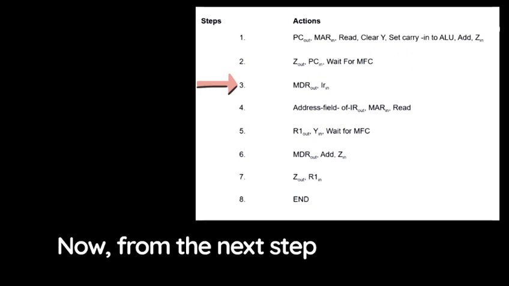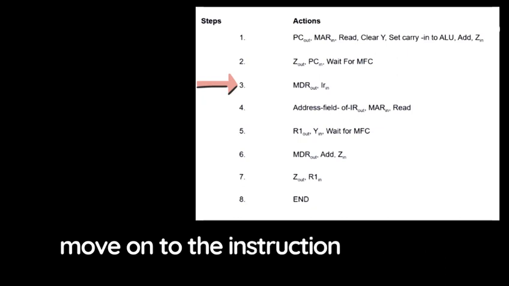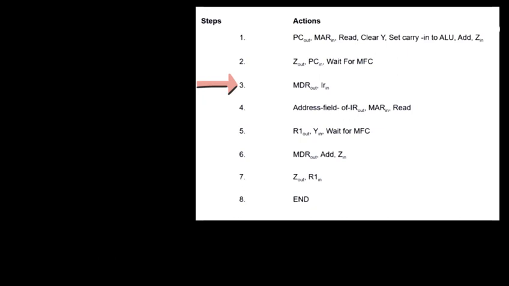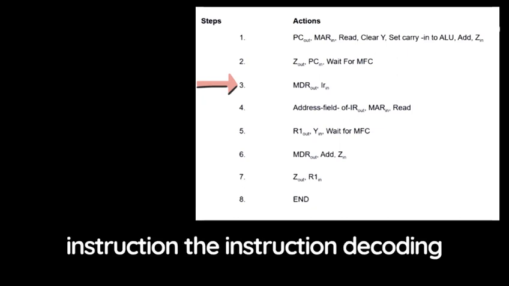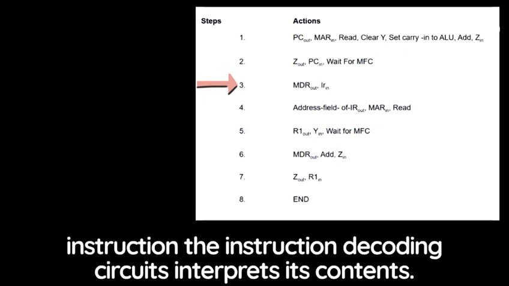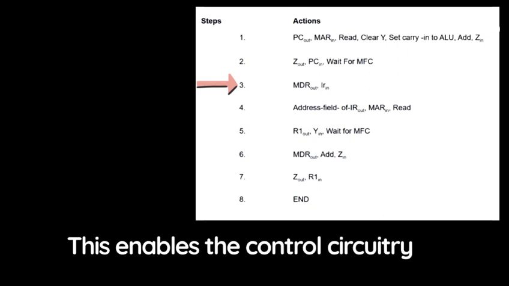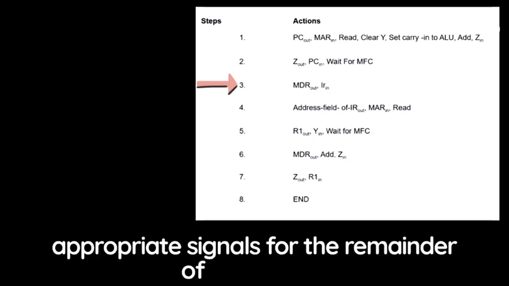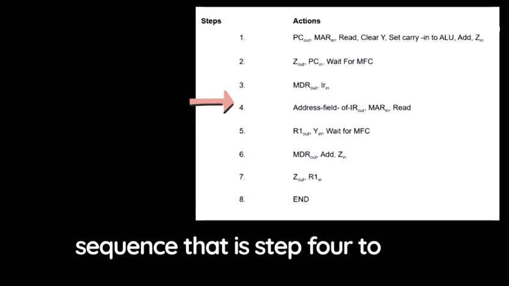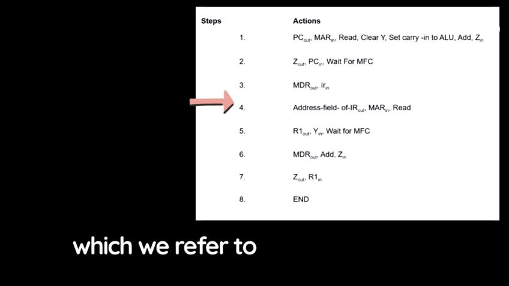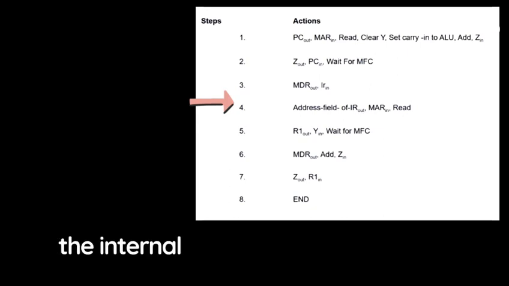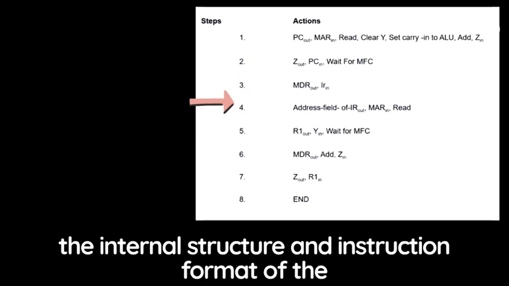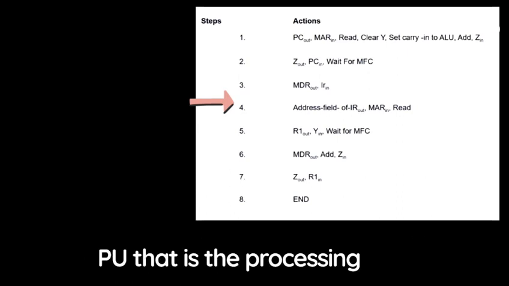Now from the next step onwards, we will move on to the instruction execution phase. As soon as the IR is loaded with the instruction, the instruction decoding circuits interpret its contents. This enables the control circuitry to choose the appropriate signals for the remainder of the control sequence, that is step 4 to step 8, which we refer to as the execution phase. To design the control sequence of the execution phase, it is needed to have the knowledge of the internal structure and instruction format of the PU, that is the processing unit.